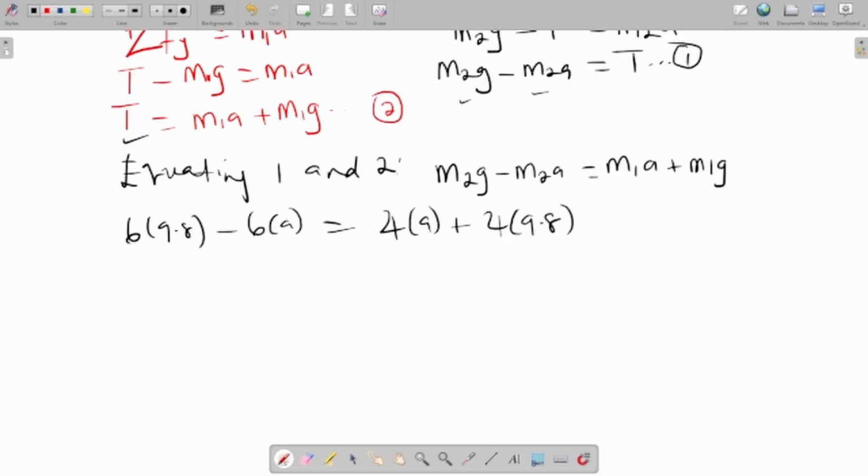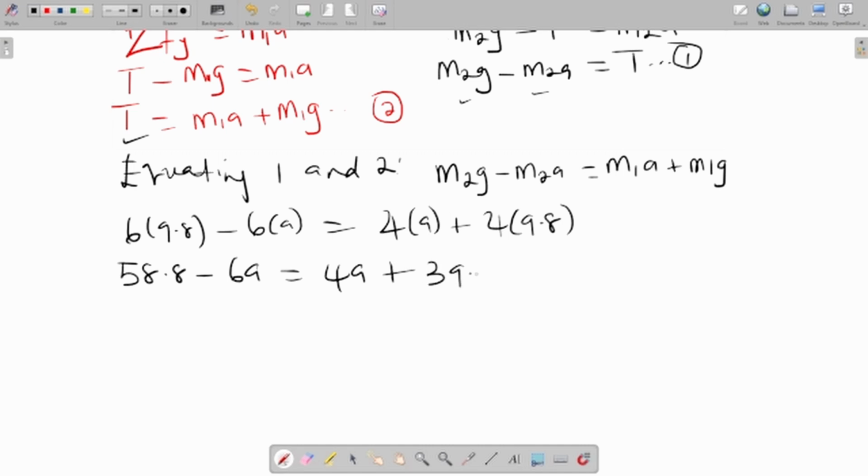Now let's go ahead and multiply them out so that we can find what we're looking for. So 6 multiplied by 9.8 is going to give us 58.8. So here we have 58.8 minus 6 times A, which gives 6A, is equal to 4 times A, which gives 4A, plus 4 times 9.8, which would give us 39.2.